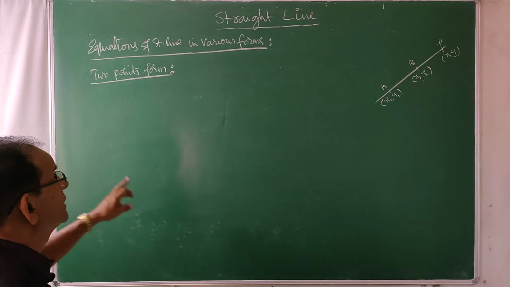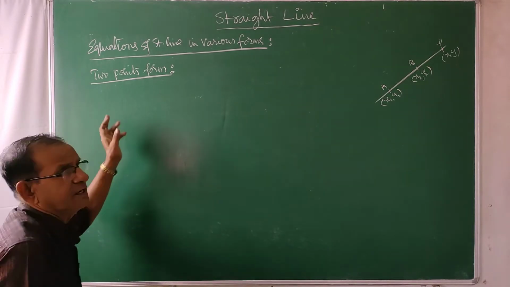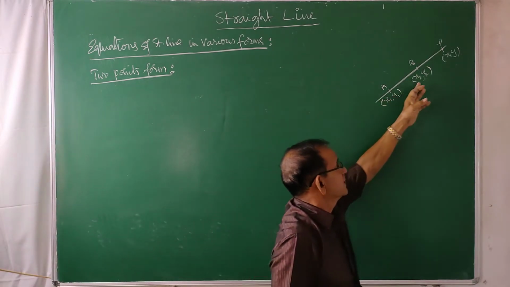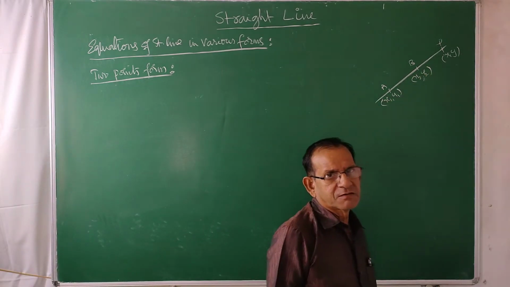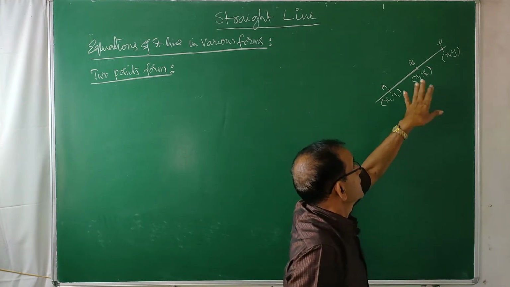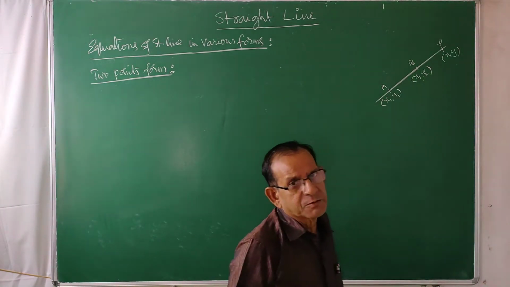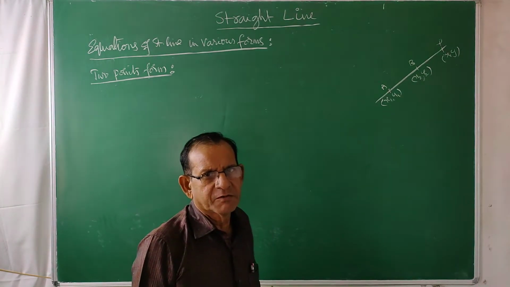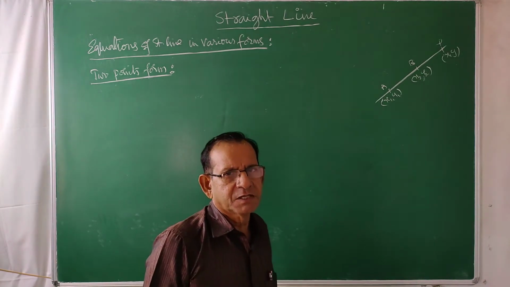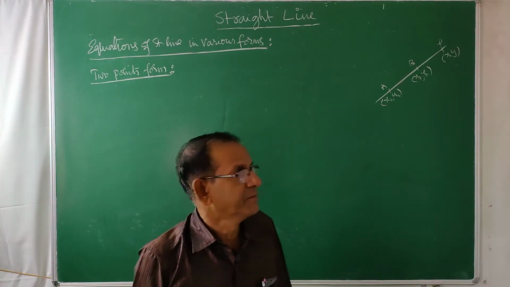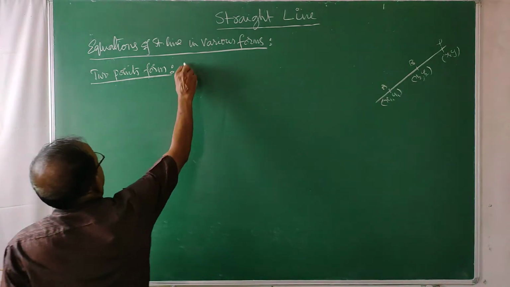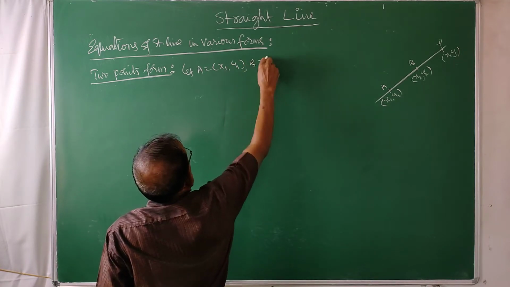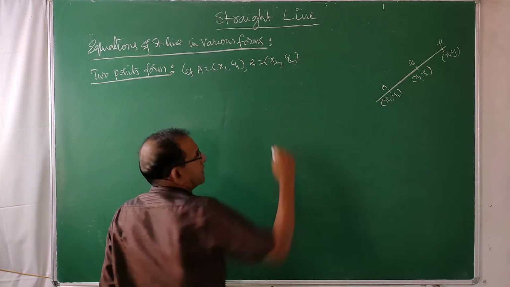Now let us discuss the equations of a straight line in different forms. First of all, the two points form. Suppose there are two points A (x1, y1) and B (x2, y2). To get the equation of the straight line we always have to take a variable point in terms of x and y. So let us take a point P with coordinates (x, y). You will get an equation in terms of x and y, that is the equation of the straight line AB. These are given points on the line.